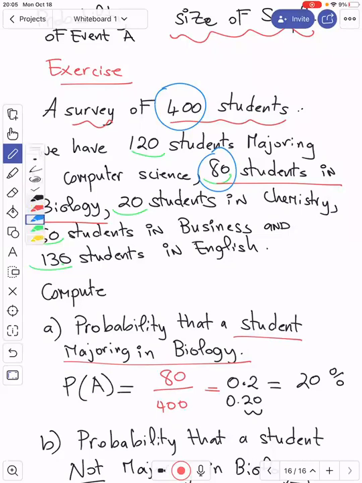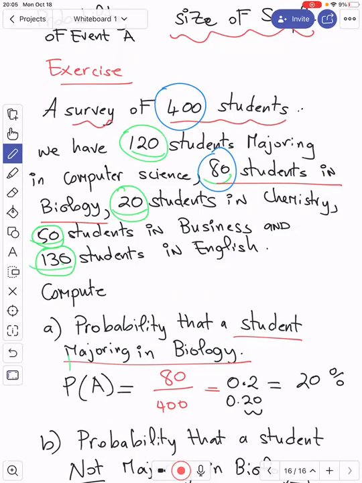Or you can just say, well, we have 120 in computer science plus the 20 in chemistry, that's 140, plus the 50, that's 190, plus the 130 in English, that would be the 320, right? So there are different ways to compute the number of students not majoring in biology.